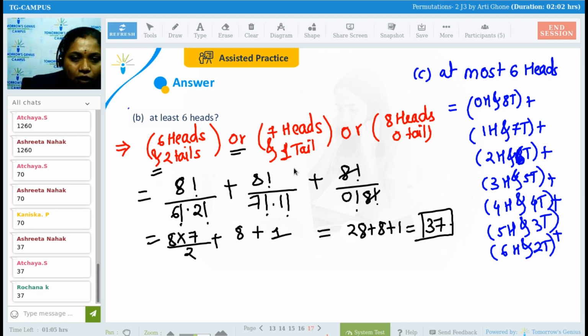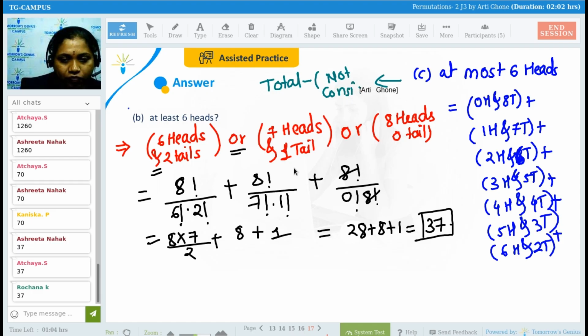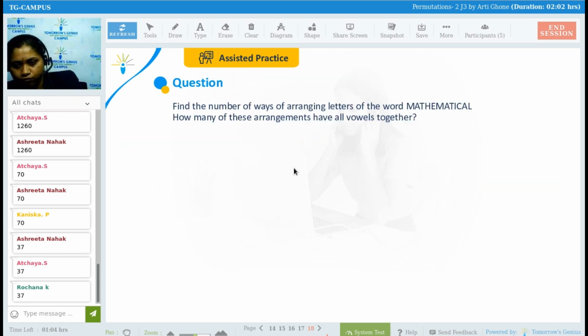Clear? So another method of solving this at most condition can be total minus the opposite, total minus not considered cases. Clear? That is also a pattern while solving simple questions of permutations: total cases minus not considered cases. So instead of writing 1 to 6 calculations, subtracting the 7 and 8 calculations from the total calculation will produce the same answer. Clear? This will work in probability too. At that time also I'll make you understand. Clear? Okay?